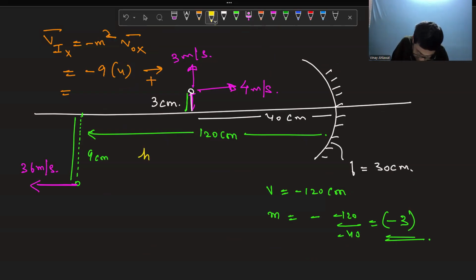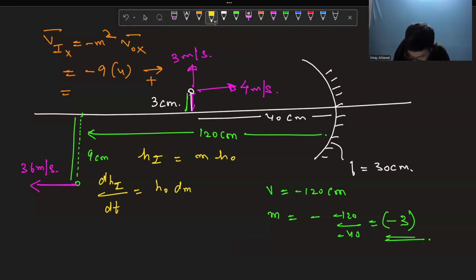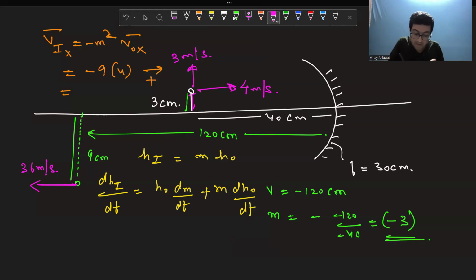Now the new part. Yes, sir. Height of image is m times height of object. Differentiate this thing. dhi by dt is ho dm by dt, product rule, plus m dho by dt. Agreed? Yes, sir. Try to plug in the values. Height of object, that is 3 centimeter. This is ho. If you are a bit confused, this is ho. This is hi. Agreed? Yes, sir.